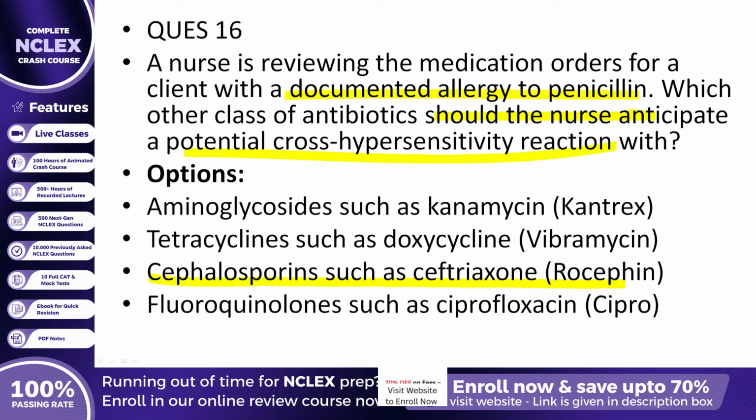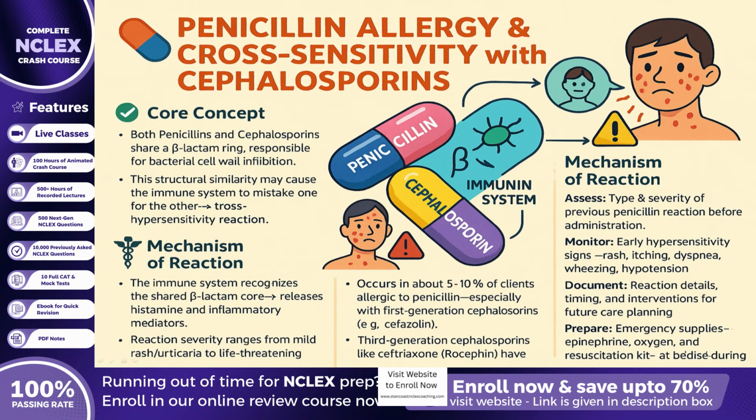A client with a true penicillin allergy is at increased risk for cross-reactivity to cephalosporins because both drug classes share a similar beta-lactam ring structure. This chemical ring is responsible for their antibacterial action by inhibiting bacterial cell wall synthesis. Unfortunately, this shared structure can confuse the immune system of a penicillin-allergic client, triggering a cross-hypersensitivity response. Such immune misrecognition can manifest as anything from mild urticaria and skin rashes to severe, life-threatening anaphylaxis.